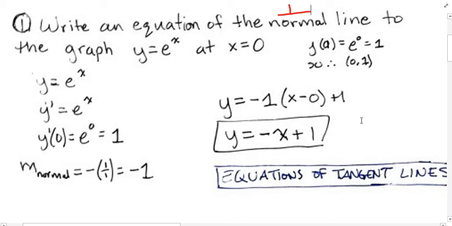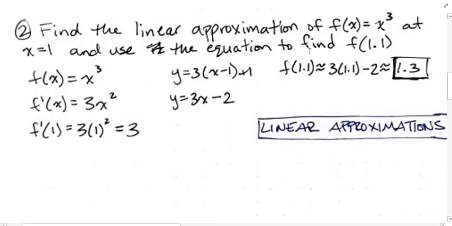But a pretty simple application is just writing the equation of tangent lines. Find the linear approximation of f of x equals x cubed at x equals 1 and use the equation to find f of 1.1. Well, here's the nice little secret trick to linear approximations. If the big word linear approximation confuses you, all we're going to do is find the tangent line at x equals 1 and then plug in the value of 1.1.